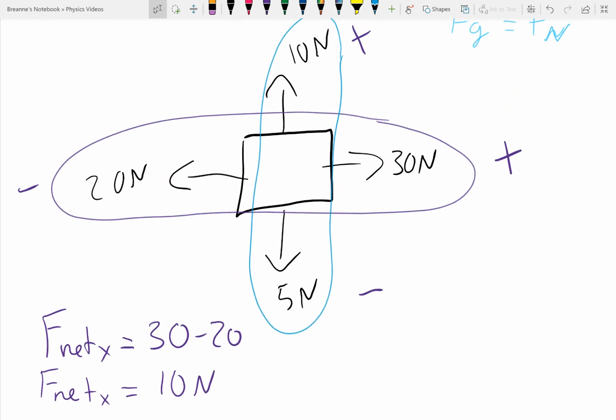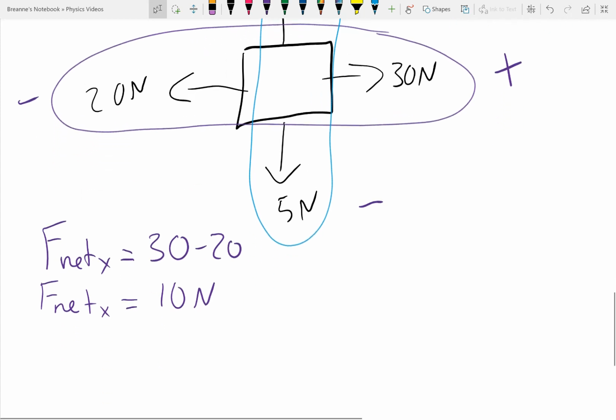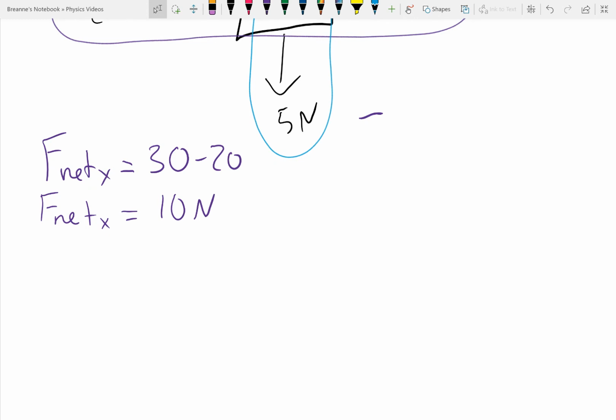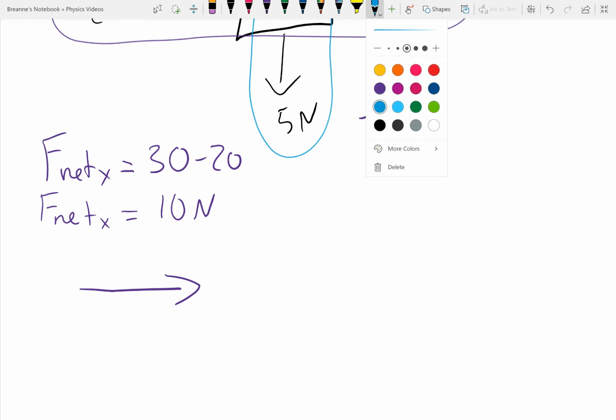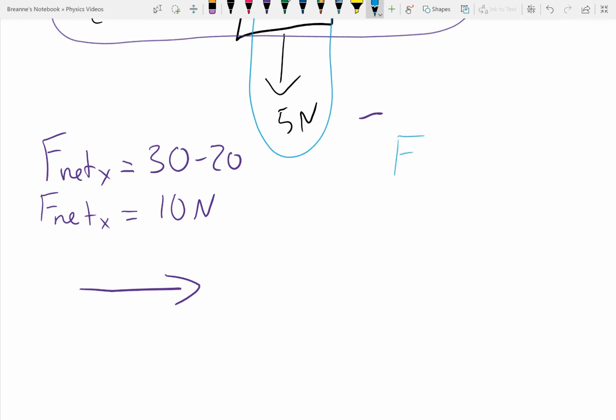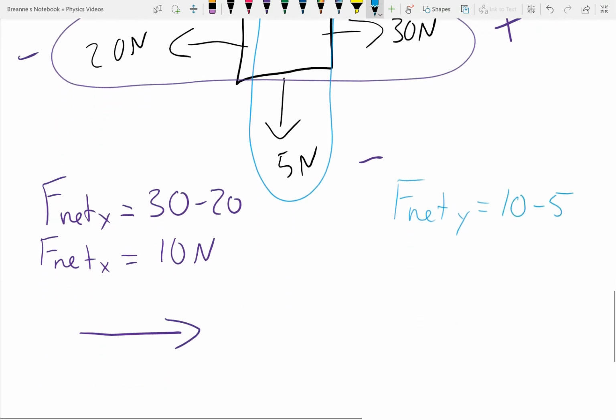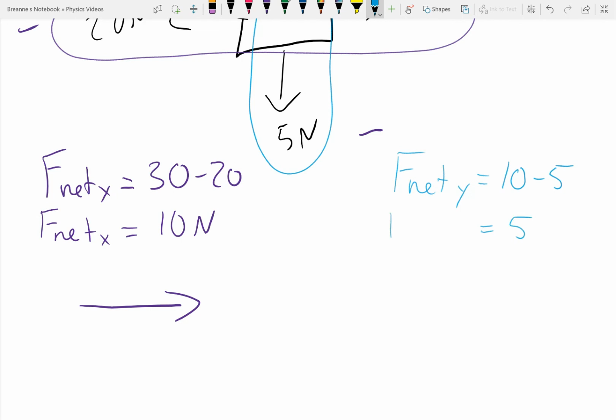And that's your frame of reference. I would suggest sticking with this frame of reference because it makes angles a little bit easier to deal with. And that's in the positive direction, so if you made a vector, it would be like that. Now let's look in the y direction. The net force in the y direction, we have 10 minus 5. That gives us 5 newtons, and since it's positive, it's going up.